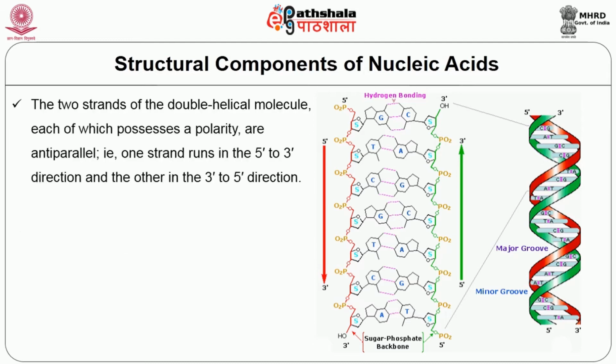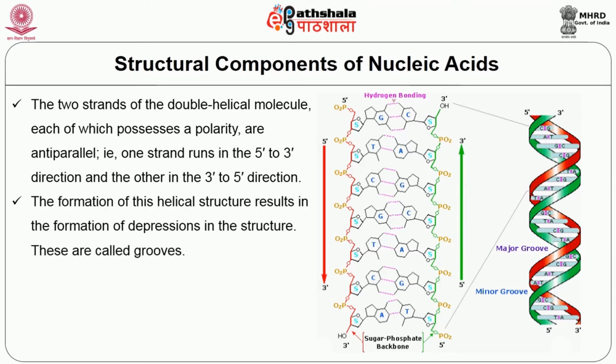The two strands of the double helical molecule, each of which possesses a polarity, are anti-parallel to one another, with one strand running from 5' to 3' direction and the other in 3' to 5' direction. This figure shows the schematic representation of the DNA structure.